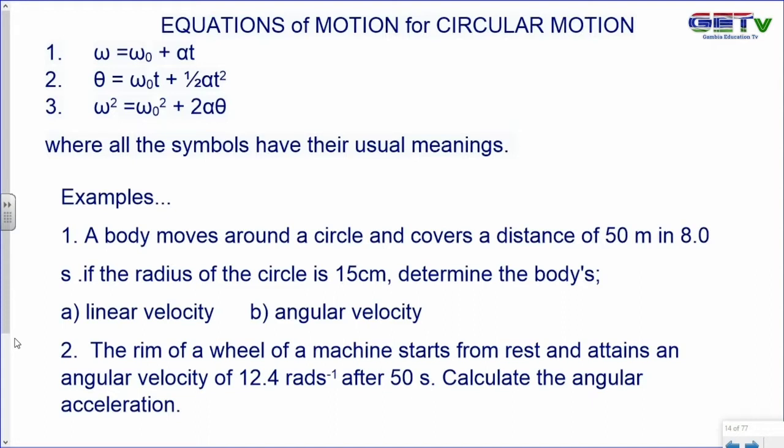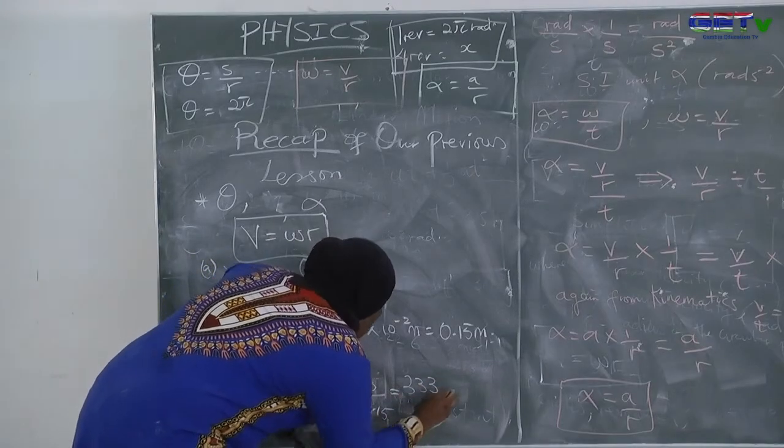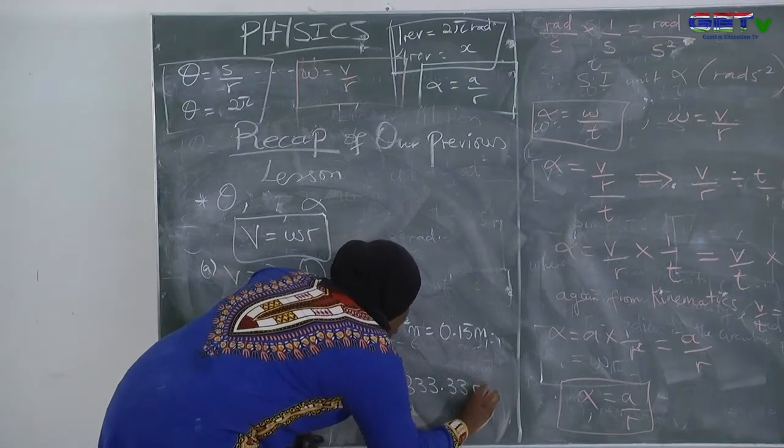We know omega to be theta over t, but then theta again is s over R. So what's the value of s given? It's 50 divided by the radius, which is 0.15. So let's put that into our equation and see. We know the angular displacement theta to be 50 divided by 0.15, and that is 333.33 radians.